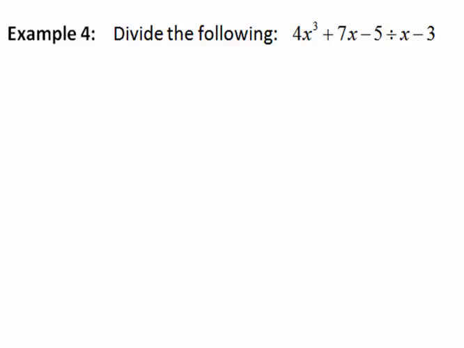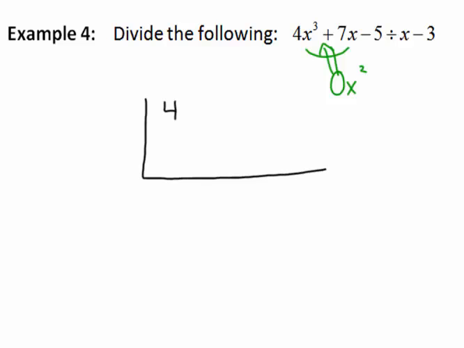Notice in this question, we go from an x cubed to an x. We are missing an x squared term. So what we do is consider it a 0x squared in our polynomial, because that then allows us to do the proper synthetic division. The first coefficient is 4. The second coefficient is 0. Third one is 7. Fourth one is -5. And we are dividing by 3.